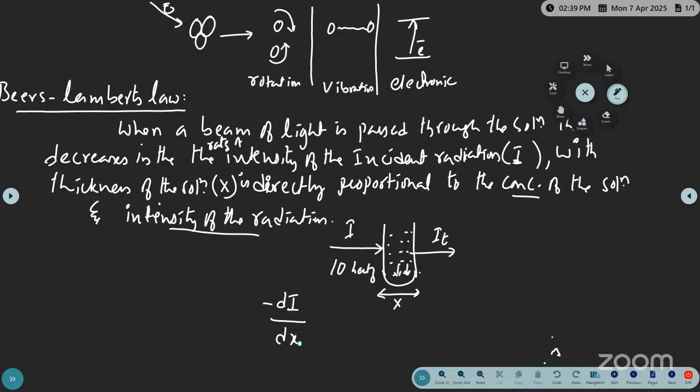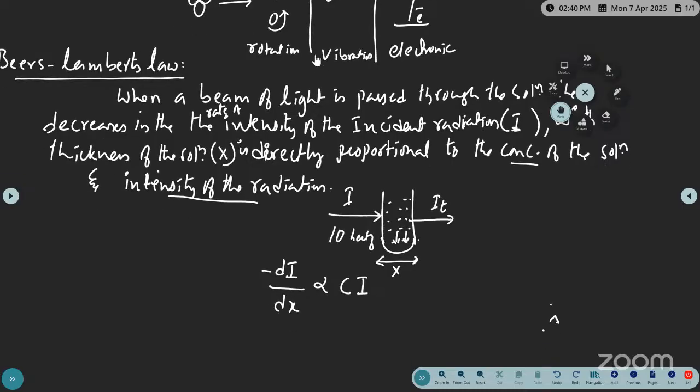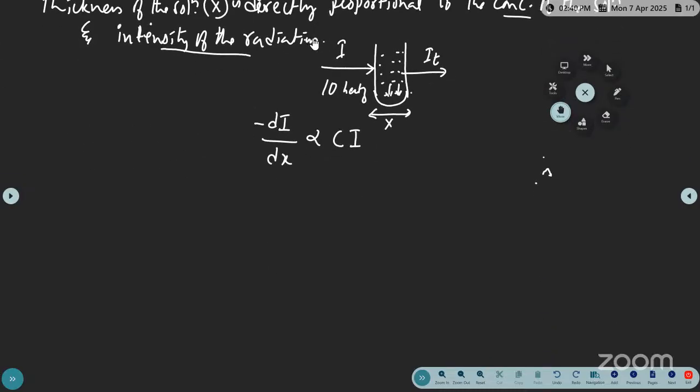x is directly proportional to the concentration of the solution and the intensity of the radiation, I. So here I remove the proportional sign and keep one constant. Okay, this is the constant.